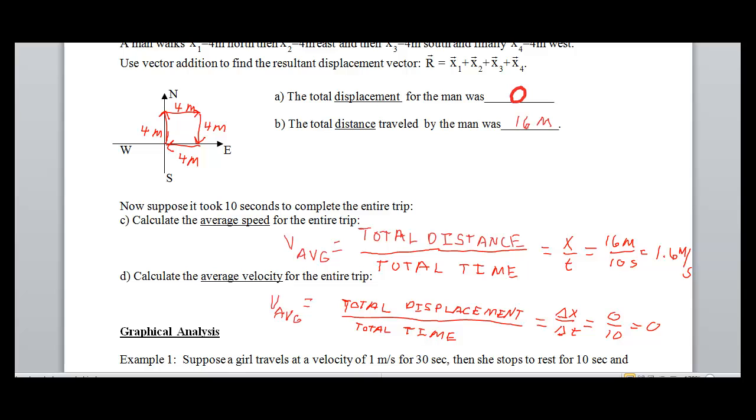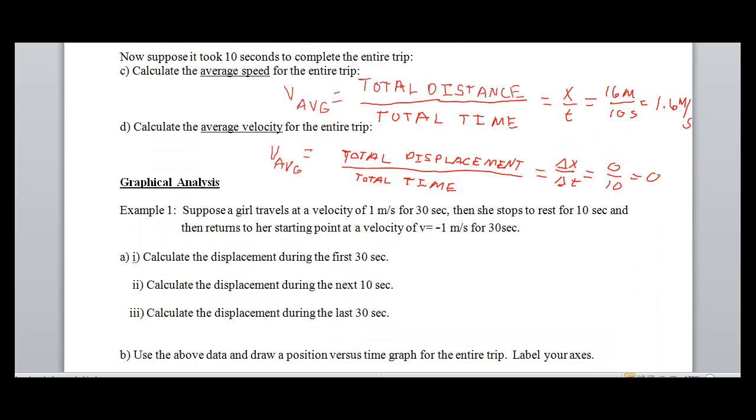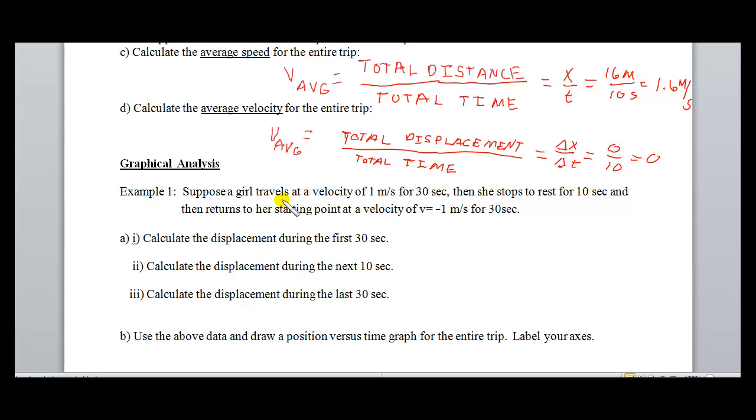Okay, now I want to move on and take a look at another aspect of this type of problem, and we're going to take a look at graphical analysis. Suppose a girl travels at a velocity of 1 meter per second for 30 seconds. She then stops to rest for 10 seconds and then returns to her starting point at a velocity of negative 1 meters per second for 30 seconds. And negative meaning the direction. She's now moving in the opposite direction.